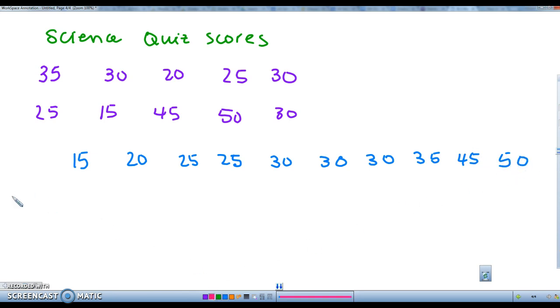Okay. Then I want to go ahead and find my median. So I'm going to count from the middle in. We have 10 scores, so there should be 5 over here and 5 over here. So our median is right in between these 2 30s. If I take the average of 30 and 30, I'm going to get 30. So our median is 30.